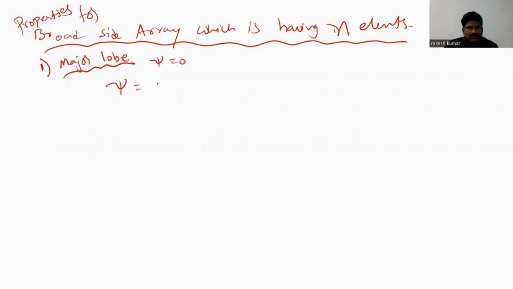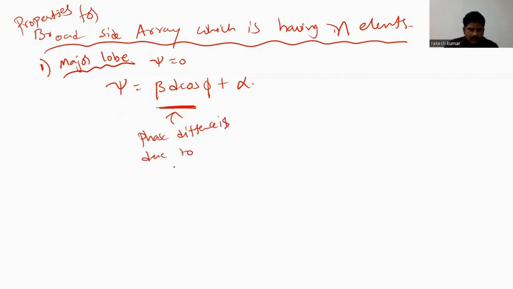So what is the expression for psi? Psi is equal to beta d cos theta, or cos phi, plus alpha. This is very important. The phase difference psi has two parts: beta d cos theta is due to separation, and alpha is due to excitation.